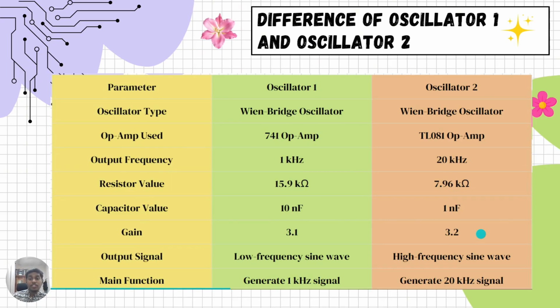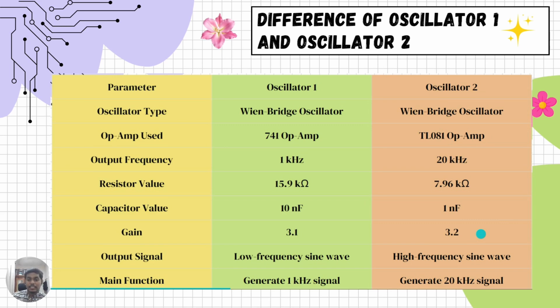So the gain difference you can see much clearer. In oscillator 1, the gain is just 3.1. Oscillator 2 is 3.2. So actually you can see both values just satisfy our oscillation condition, which is that A must be larger than 3. So both satisfy this condition.